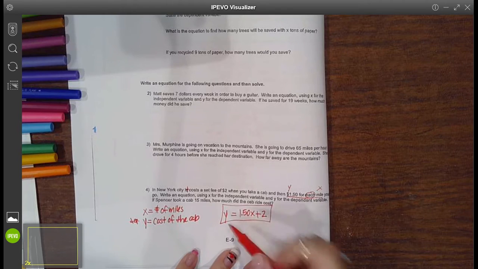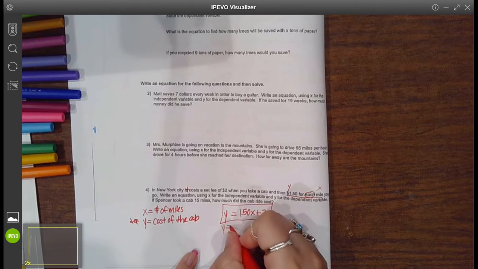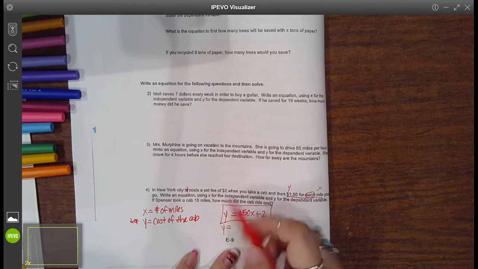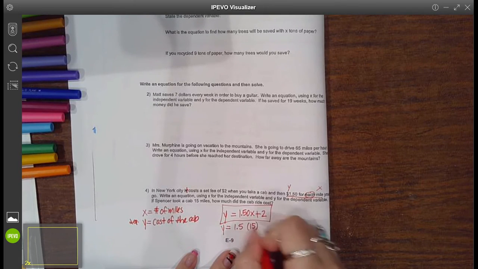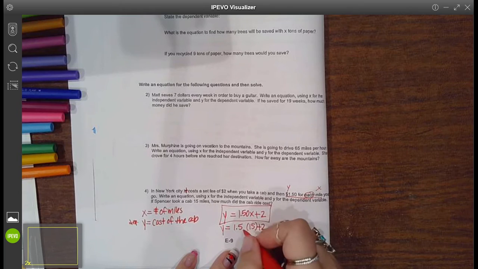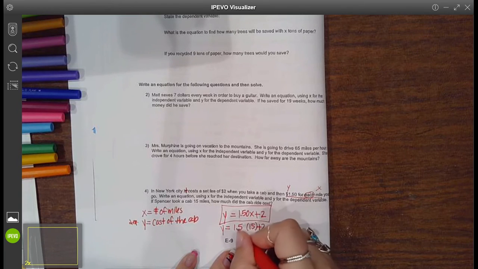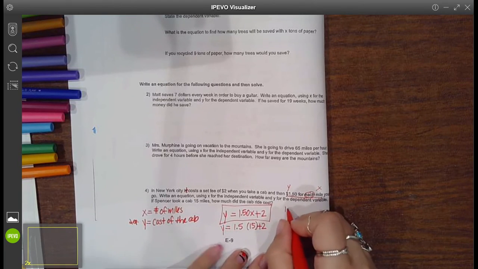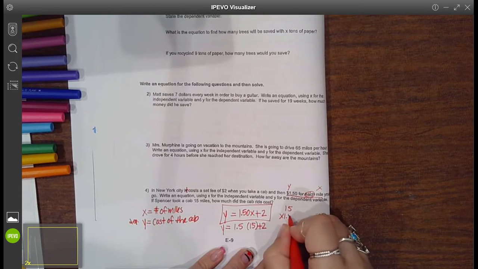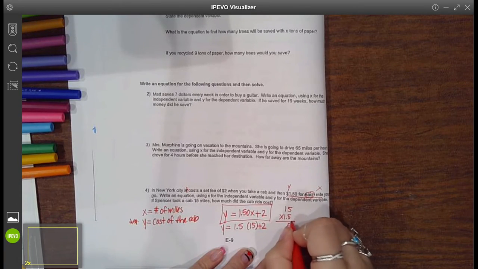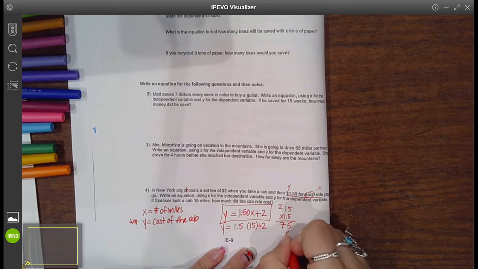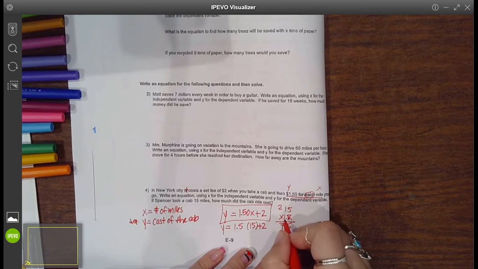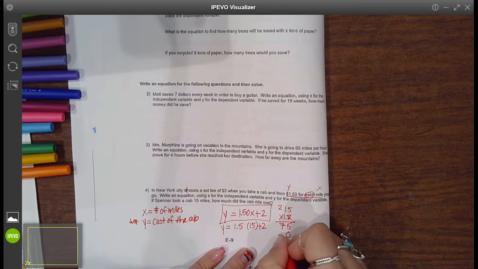Well, the y is the cost, so we don't know. X is the number of miles, so I'm going to plug in 15 for x. So that means I need to multiply 1.5 or $1.50 times 15. Let's go ahead and multiply that out. 5 times 5 is 25. 5 times 1 is 5 plus 2 is 7. 0 placeholder to move on to the 1. 1 times 5 is 5. 1 times 1 is 1.